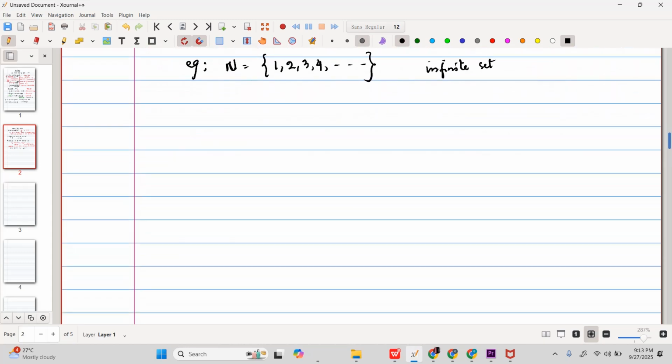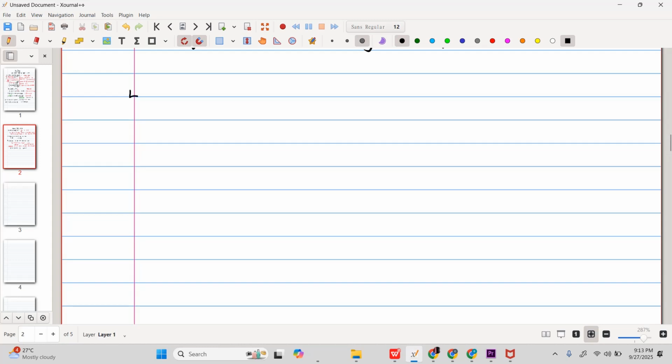Next we have what is meant by disjoint sets.